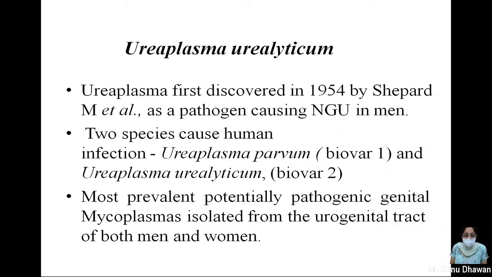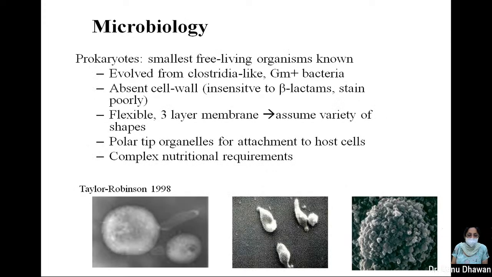Now, why did all these biovars come into the picture? Because, as I said, Ureaplasma and Mycoplasma hominis can both be found as commensals also. So why is it that certain strains are more pathogenic and cause disease in man? For that, they were divided into the two biovars with further serovars. There are some studies which implicate urealyticum as more pathogenic, and some implicate parvum. Now, the most prevalent potentially pathogenic genital mycoplasmas are those isolated from the urogenital tract of both men and women.